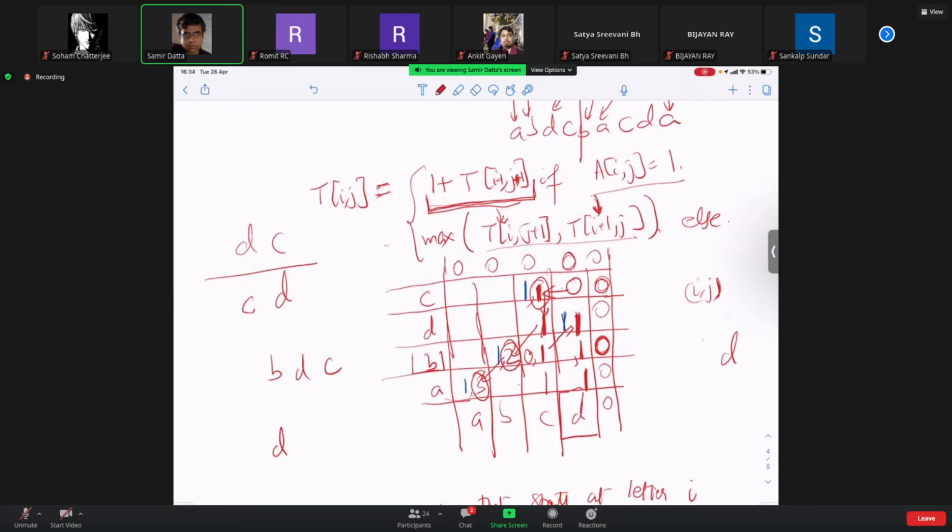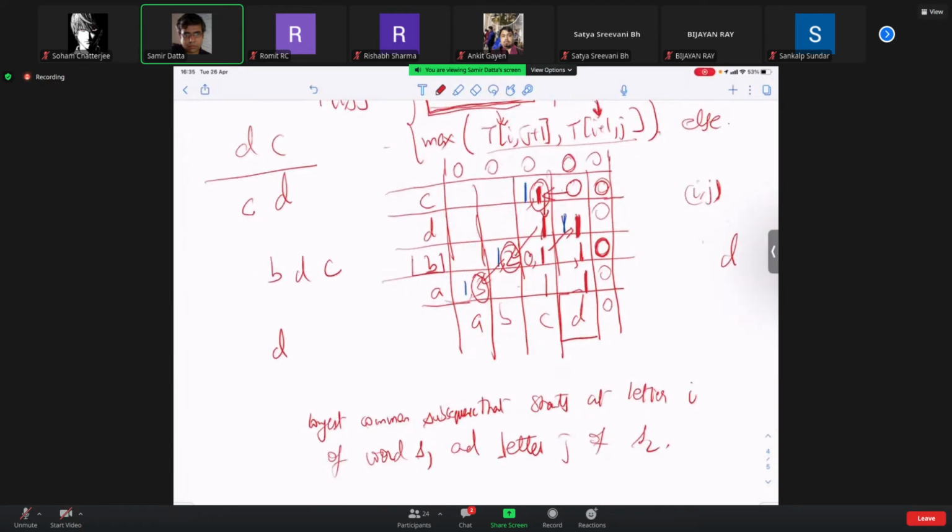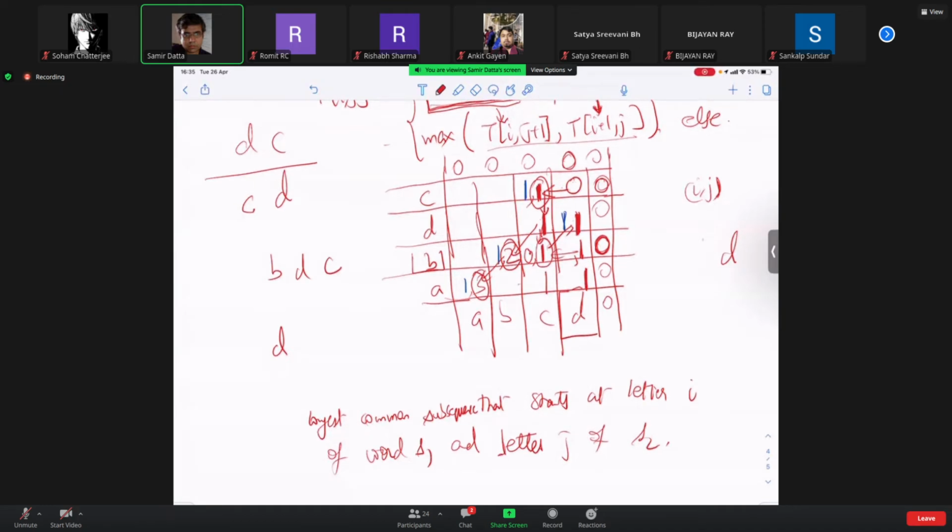Am I making sense? I'm not getting any response, so I don't know what is happening. Sir, will both cases happen? Both cases can happen. For example, in this one, see, there's a 1 from here and there's a 1 from here. Both cases can happen. The maximum can be achieved at both the ends.